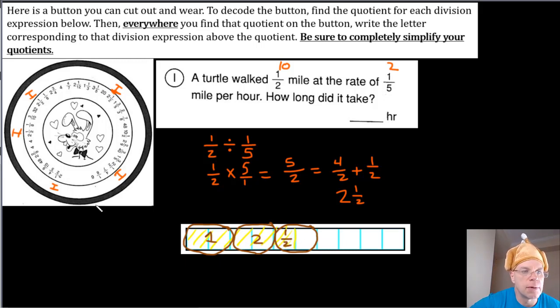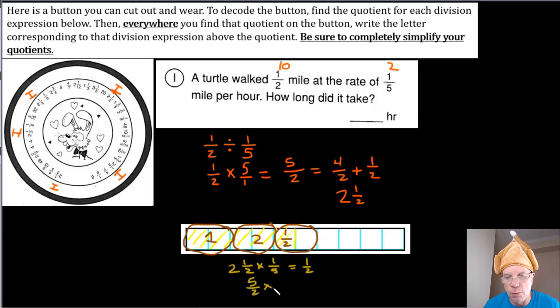And let me just write one more thing. There are 2 1/2 1/5 in 1/2. And 2 1/2 fifths is 2 1/2 multiplied by a fifth. So 5/2 multiplied by 1/5 should be 1/2. But of course it is, because these fives will cancel and you get 1/2.